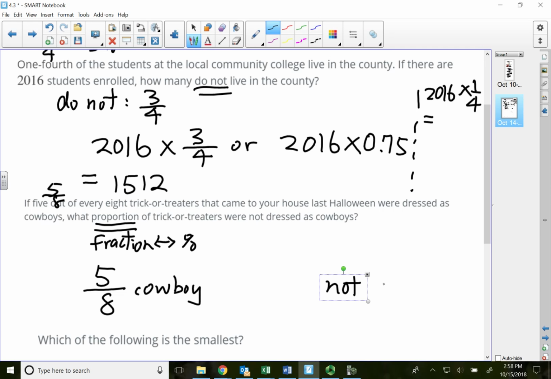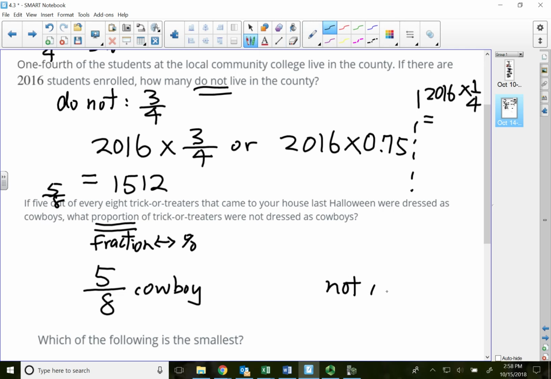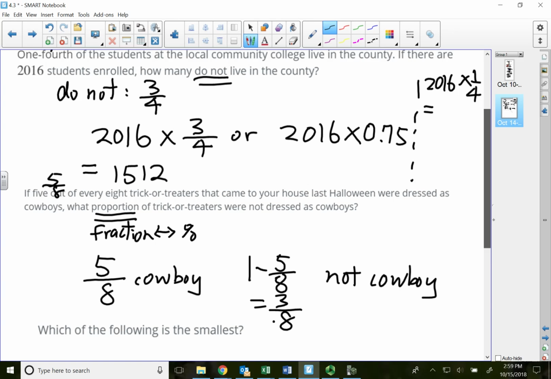This is another complement rule. The total is 1 or 100% minus the 5/8 who are cowboys. That gives me the other 3/8 of the trick-or-treaters who were not dressed as a cowboy. So 3/8 is not.